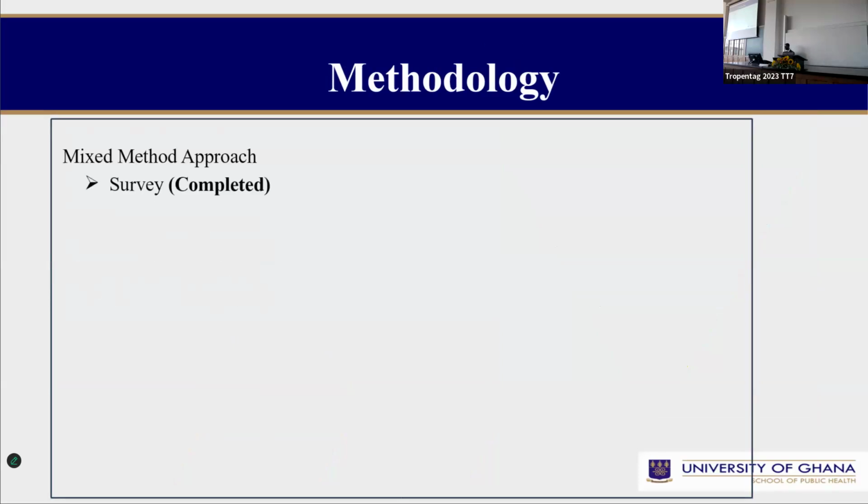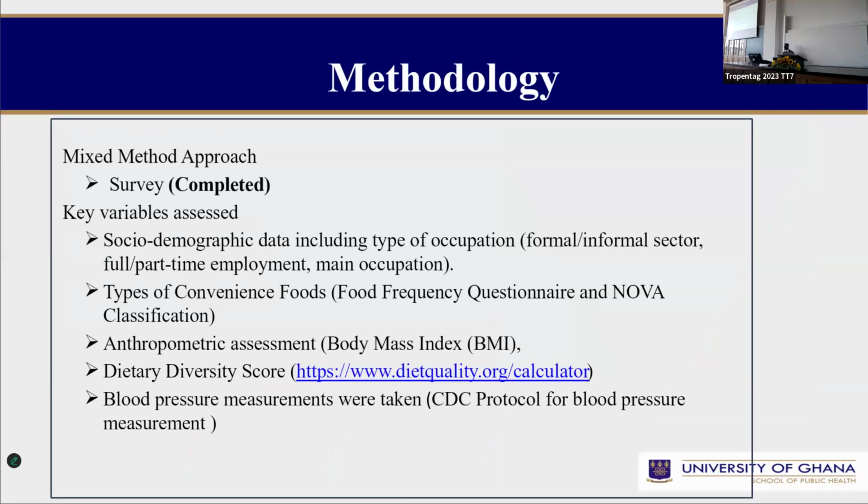So the study employed a mixed method, but the survey is what is completed. Some key variables that were determined, just for the sake of time, we measured BMI and we also measured blood pressure. The blood pressure, I want to say that we took it 3 times to find the average. So first, second, third reading was used, and we followed the CDC protocol.